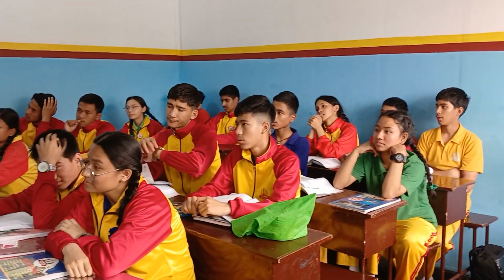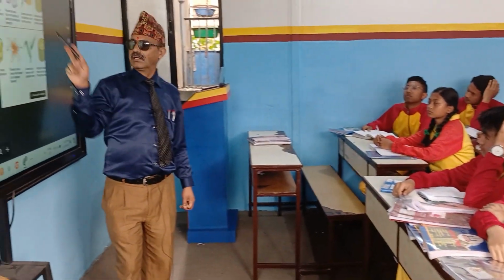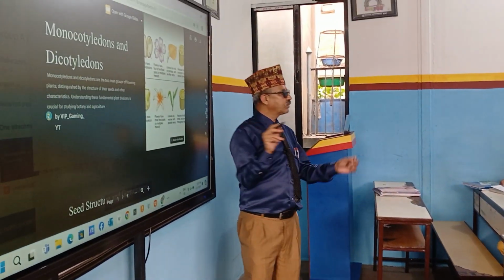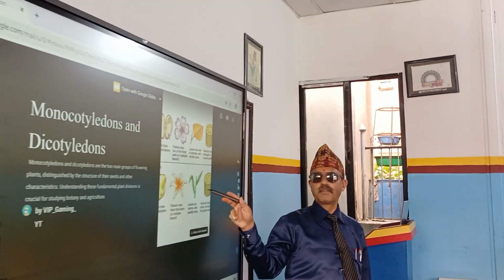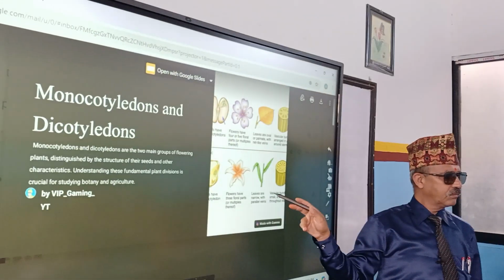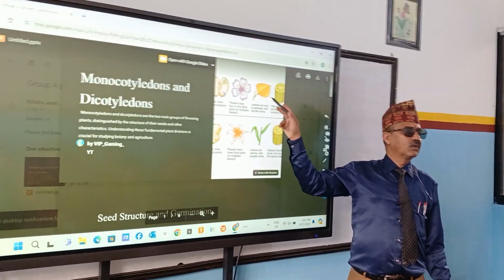This is called reticulate venation. Leaf is different. You have seen sugarcane or not? Is the sugarcane leaf like the upper one or the lower one? The lower one, right? So this is parallel venation. And what is this? Reticulate venation.